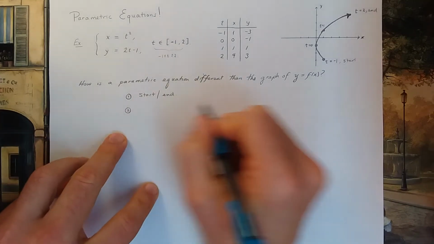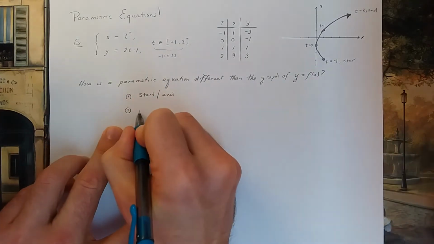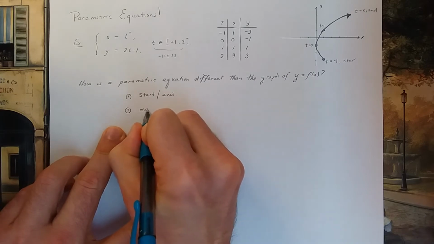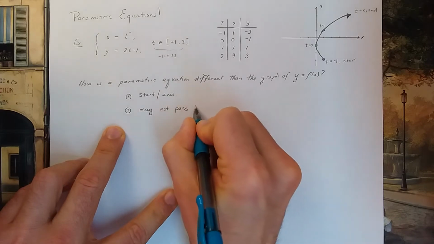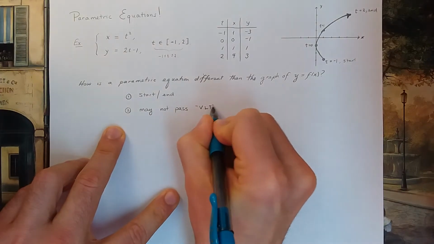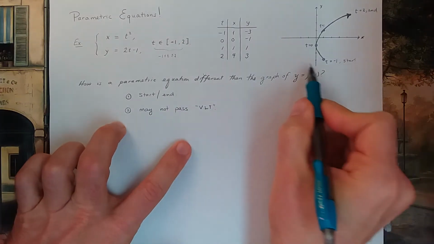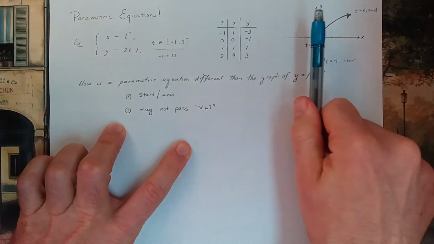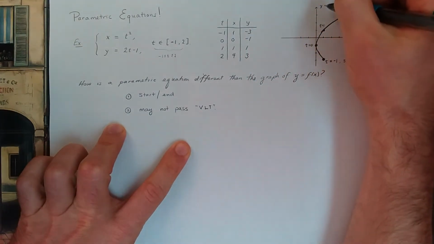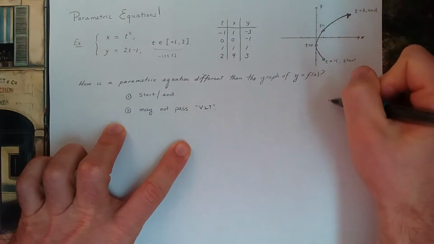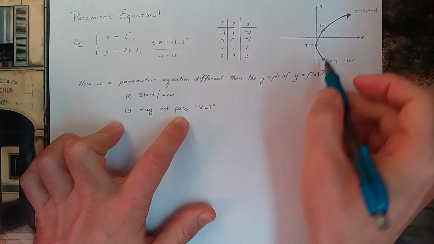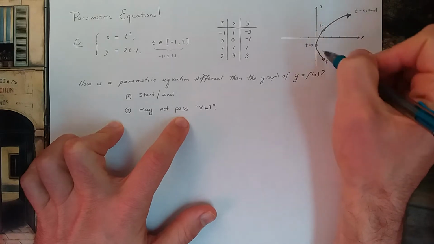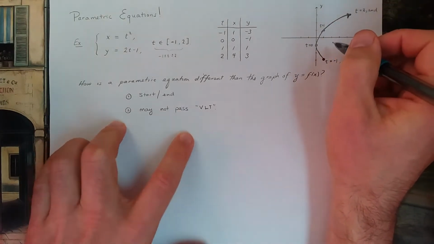The next key difference is that they may not pass the vertical line test. To be the graph of a function, it must pass the vertical line test, meaning the graph can only intersect a vertical line at most one time. This is not the graph of a function. It doesn't pass the vertical line test.